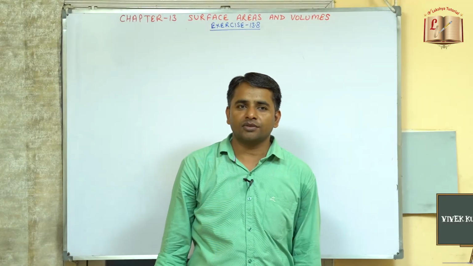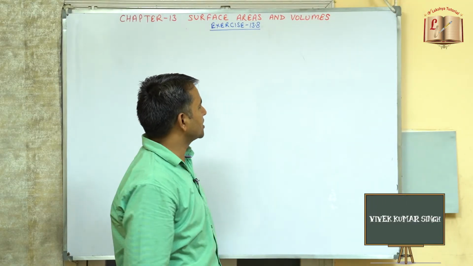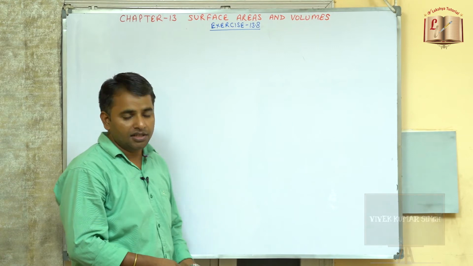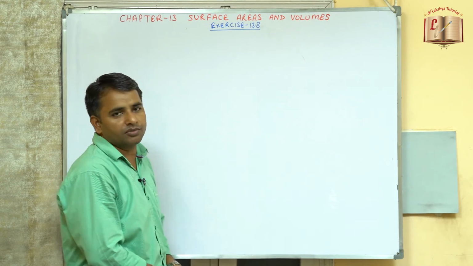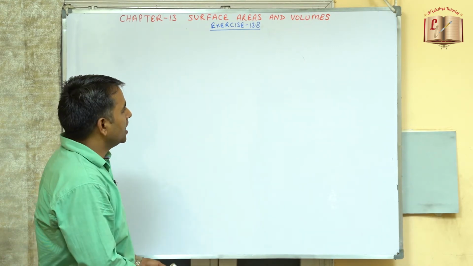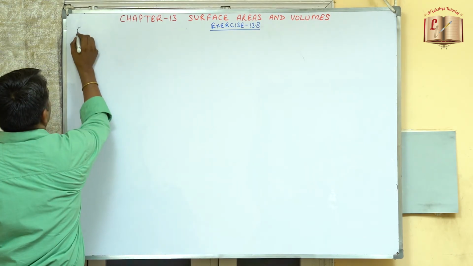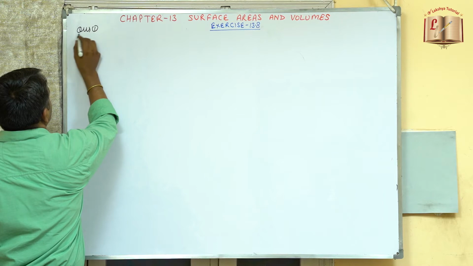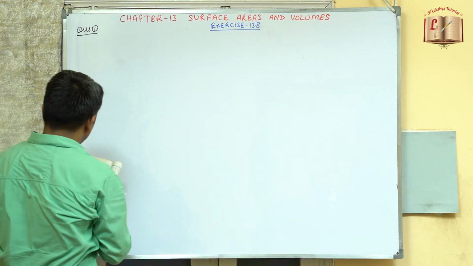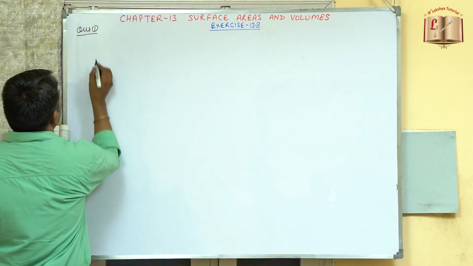Hello students, welcome back. Now we will discuss our last exercise 13.8. In this exercise, we will take up the volume of the spheres and hemispheres. So now coming to question number 1. We need to find out the volume of the sphere whose radius is already given.